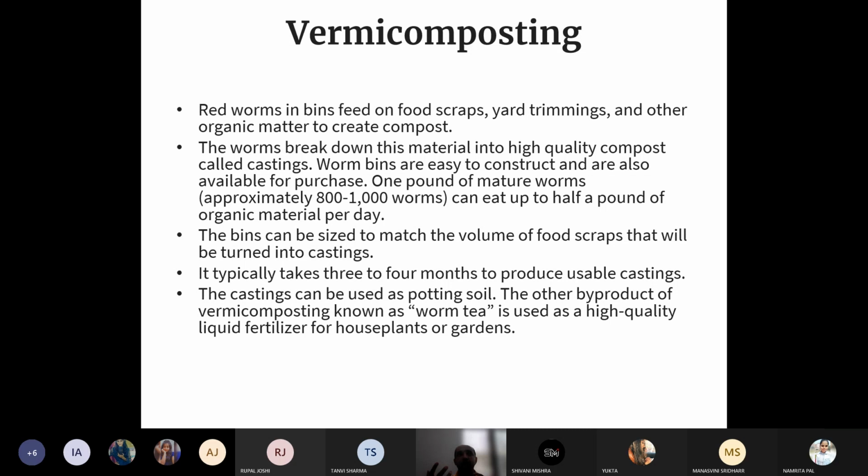They are very simple worms, and have a very good speed to work as decomposers. So all these qualities make these red worms very good. In appearance, they are red in color. So that is why they have been named red worms. In bins, they feed upon food scraps.